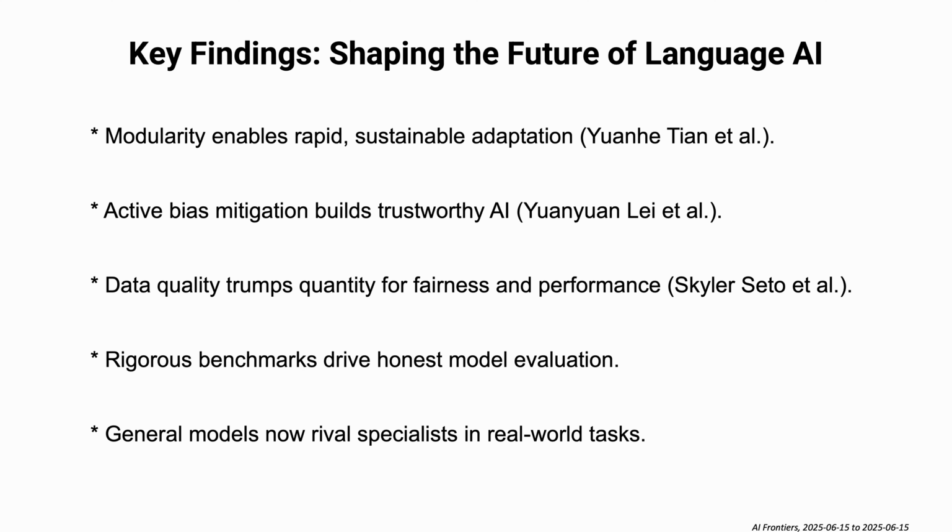Key findings from the latest research are shaping the future of language AI. Modularity enables rapid and sustainable adaptation, as illustrated by Yuan Tian's work. Active bias mitigation, such as the methods developed by Yuan Lei, is building more trustworthy AI systems. The evidence is clear that data quality surpasses quantity in ensuring fairness and performance, a conclusion reached by Skylar Seto. Rigorous benchmarks are promoting honest evaluation, and notably, general-purpose language models are now rivaling specialist systems in real-world tasks.